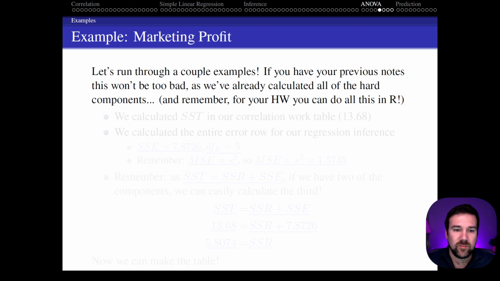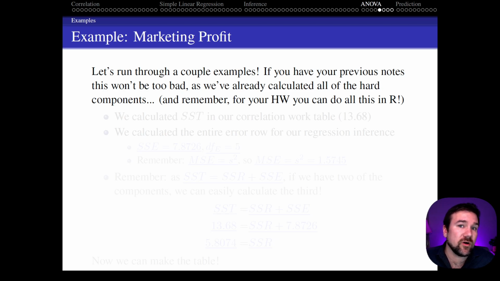All right, let's do a couple of examples. So if you have your previous notes, I'm just going to copy and paste from those just like before. Again, we've already calculated almost everything that we're going to do here because especially for inference, we had to find SSE and DFE. Remember to find the MSE, that S squared, and then take the square root of that to get S. That was our starting place for our standard errors in our inference. So we've actually already done a big chunk of this in our previous sections.